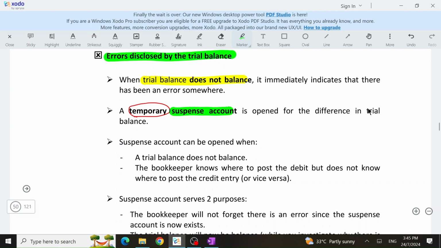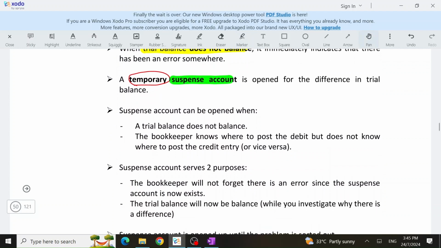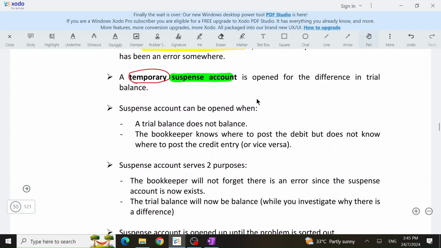Now, in our accounting, we will open our suspense account when your trial balance does not balance. Macam tadi, trial balance, debit, credit, tak balance. Now, the second situation is like this. The bookkeeper knows where to post the debit, but does not know where to post the credit, or vice versa.